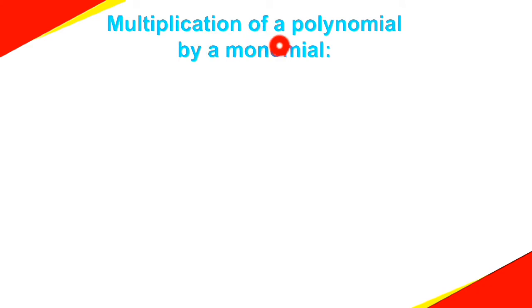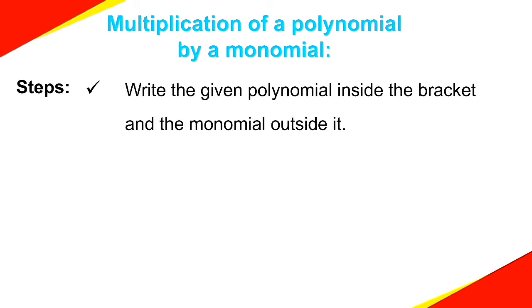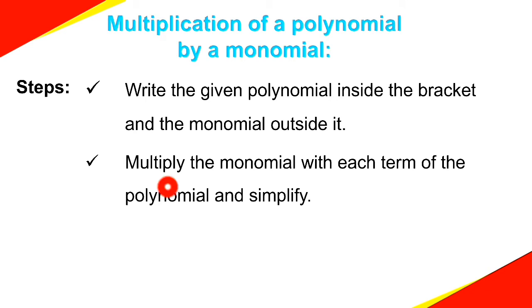Multiplication of a polynomial by a monomial. Steps. Write the given polynomial inside the bracket and the monomial outside it. Now next step, multiply the monomial with each term of the polynomial and simplify.